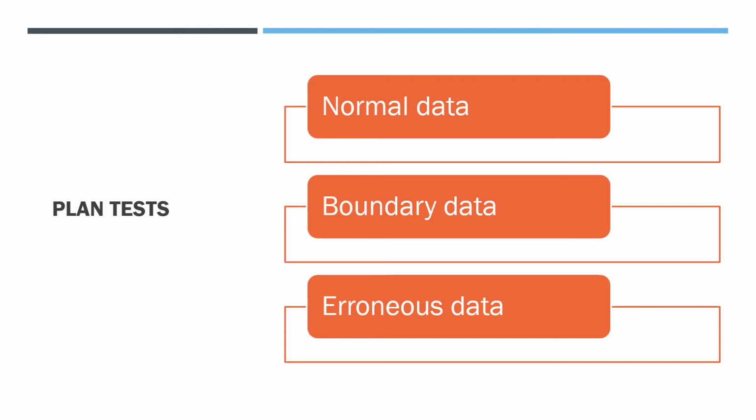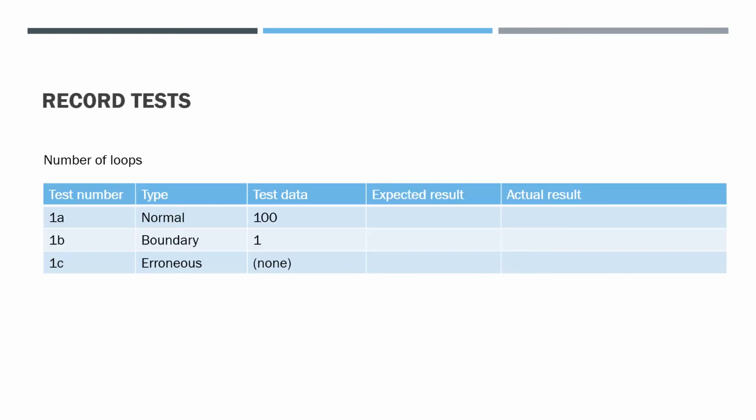And we also enter some erroneous data. Some people call that abnormal data or impossible data. These are all good names for it. And that is data that breaks the rules of the input, where the user's made a mistake, basically, and input something that the program doesn't expect.